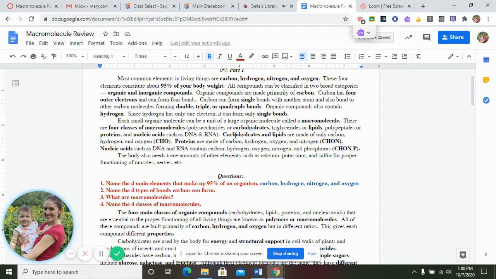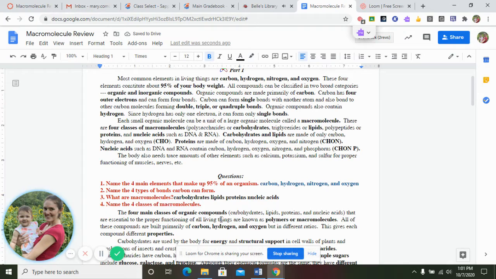Each small organic molecule can be a unit of a large organic molecule called a macromolecule. There are 4 classes: polysaccharides or carbohydrates, triglycerides or lipids, polypeptides or proteins, and nucleic acids such as DNA and RNA. So it gives you an example of each one of those macromolecules. Make sure you are just using the bold words. For example, carbohydrates would be your first answer there. The next one is a lipid. A triglyceride is a type. Polypeptides or proteins. And the last one there is nucleic acids. DNA and RNA are examples of that.